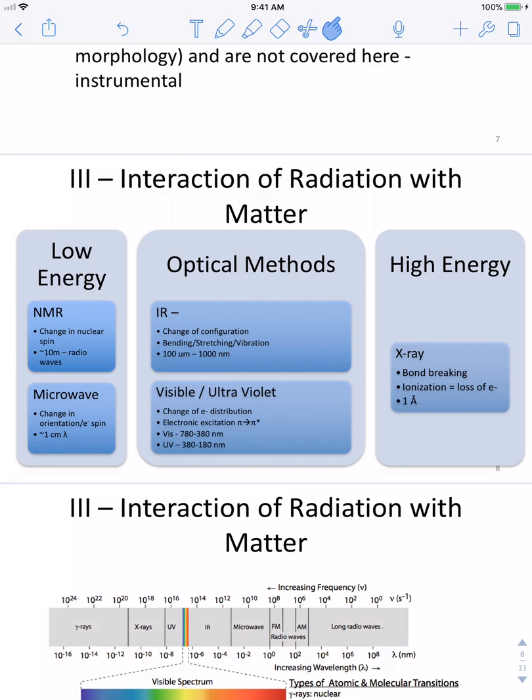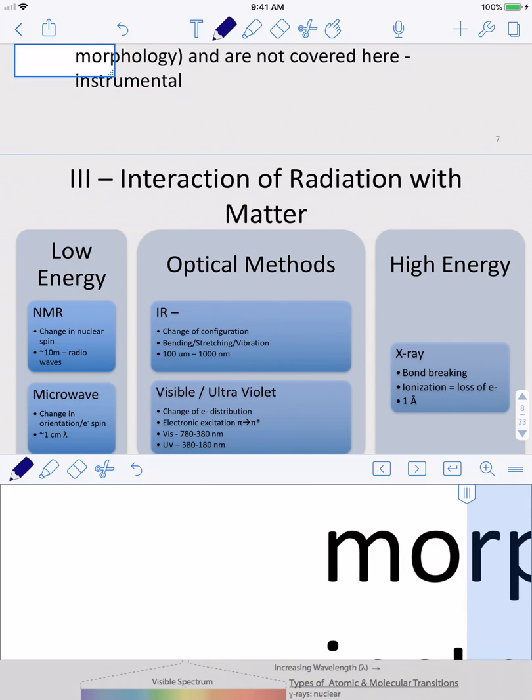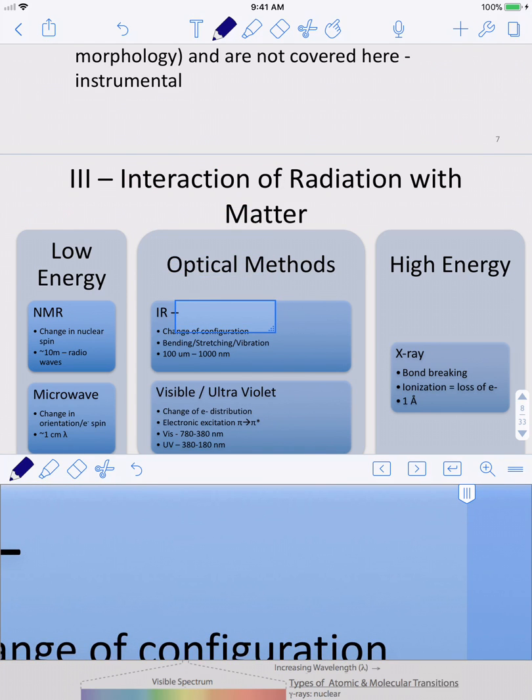Visible goes to about 780, so there's this range between 780 and 1,000 here, which sometimes gets the term near IR. Also in here, something that's not listed is Raman spectroscopy, which we will not cover in any depth here, but it's very similar to infrared, except instead of looking at bending and stretching vibrational modes, we're looking at modes which have a change in polarization. So you'll hear more about those in other classes, not here.